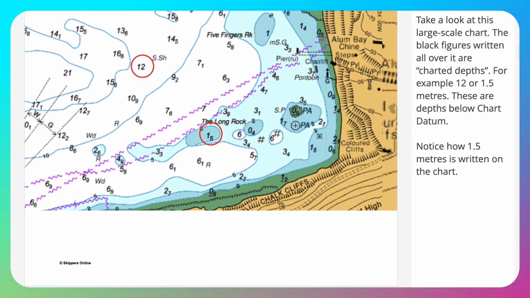Take a look at this large-scale chart. The black figures written all over it are charted depths. For example, 12 or 1.5 meters. These are depths below chart datum. Notice how 1.5 meters is written on the chart.